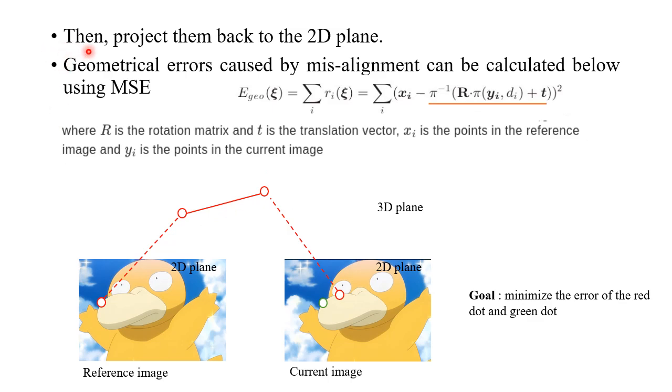After that, we want to project them back to the 2D plane. So this point here, we want to project it back to the 2D plane. The goal is to minimize the error between the red dot and the green dot. This is what we got, the red dot, but like on the previous slides, this is the one that we want to get. So we want to make this smaller, like minimize these errors, which can be calculated by the mean squared error of this point from this point.